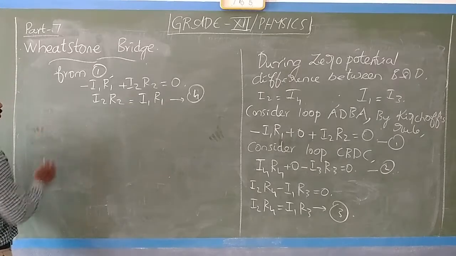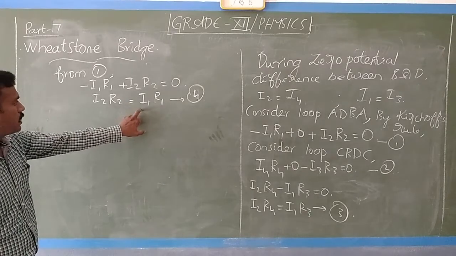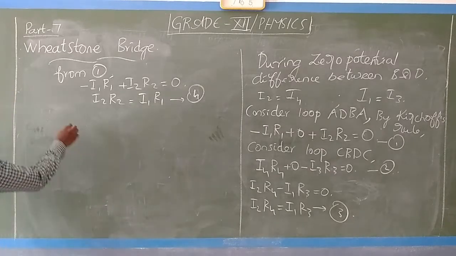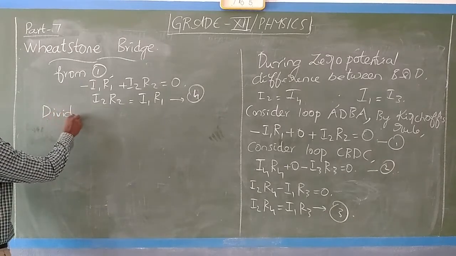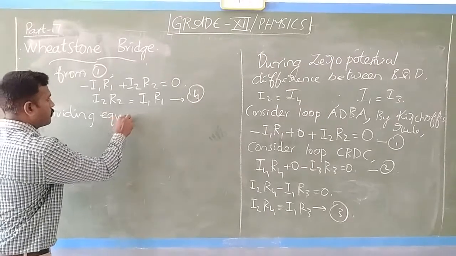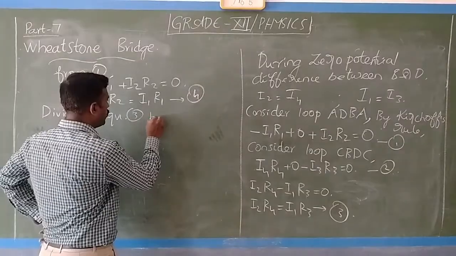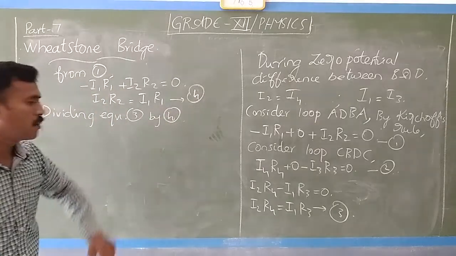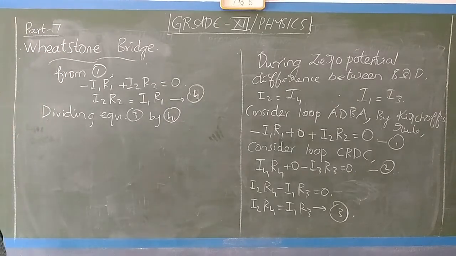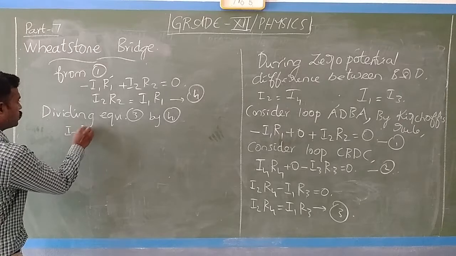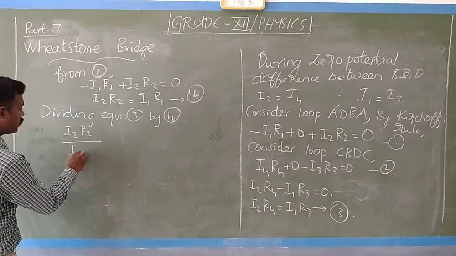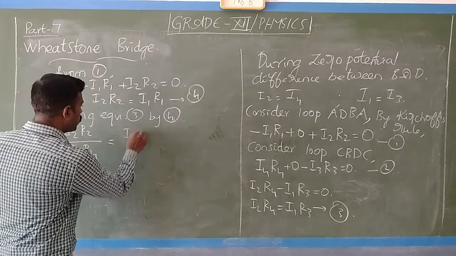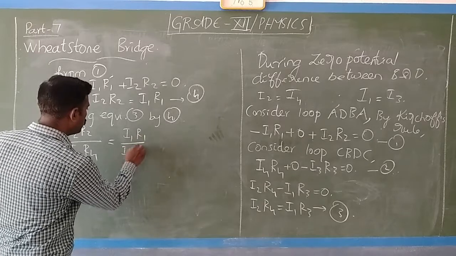So from 3 and 4, I can divide the equations. I am dividing equation 3 by equation 4. Let us check what we get. I2 R2 by I2 R4 is equal to I1 R1 divided by I1 R3.